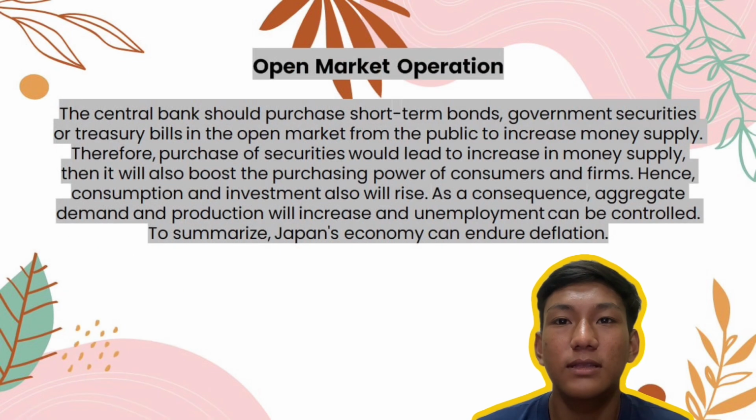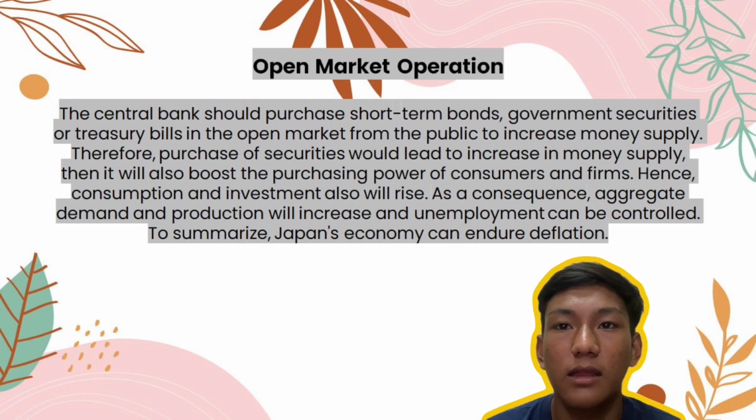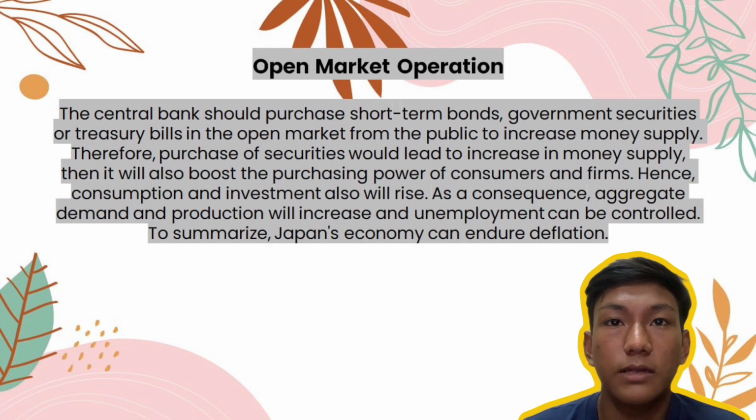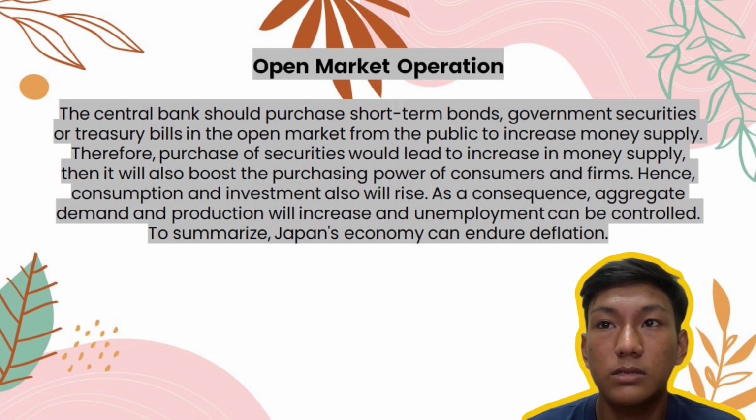According to what Japan is facing, which is deflation and unemployment, the Japanese government should undertake an expansionary monetary policy to address this problem by applying the following instruments. First, open market operation. The central bank should put short-term bonds, government security, or treasury bill in the open market for the public to increase money supply. Therefore, purchase of security would lead to increase in money supply.